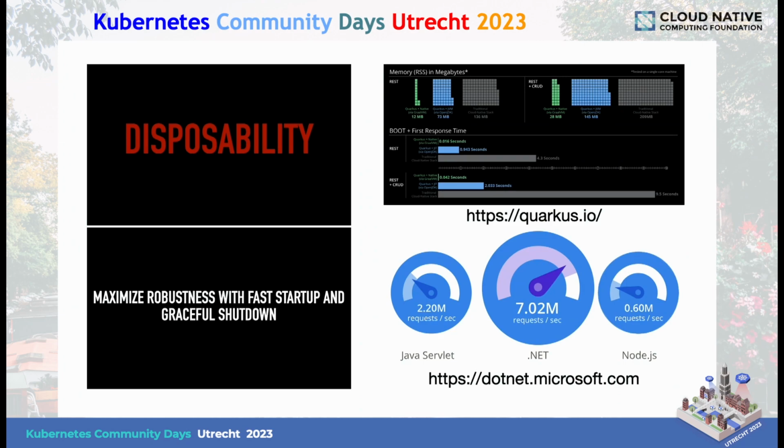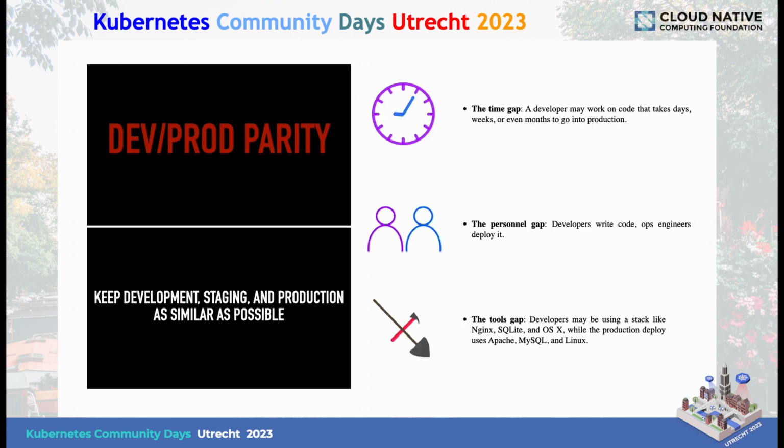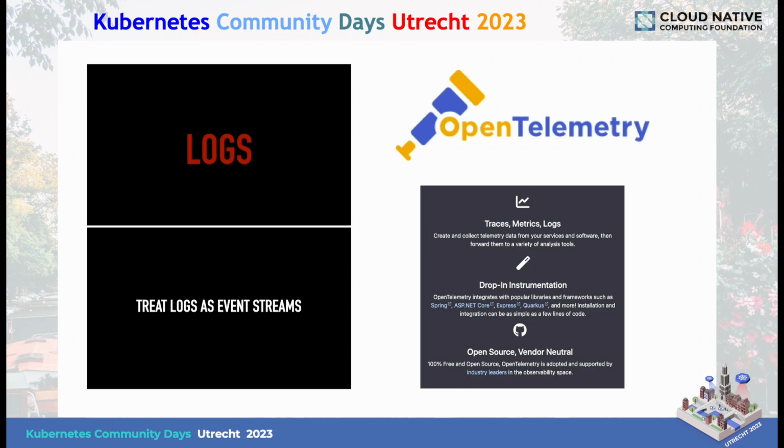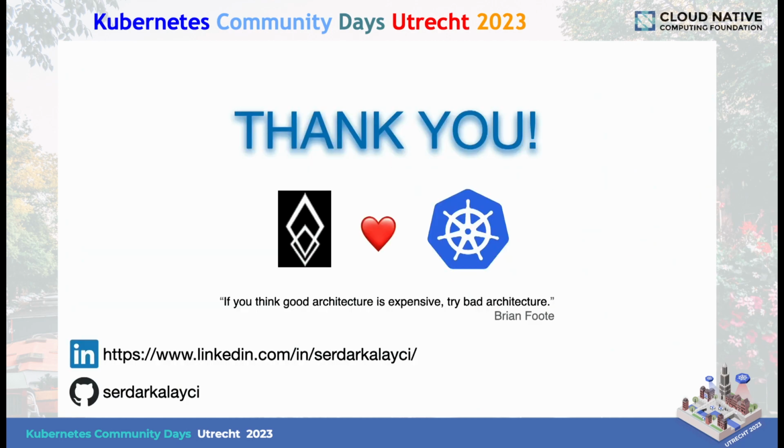For disposability, all I can say is we don't have to use the old languages anymore. We have Quarkus, a replacement for Java. We have .NET Core, and Microsoft announced something called .NET Aspire. We have lots of cloud-native languages out there. Just use them. They are very fast, very robust. Dev/prod parity is resolved by all the things I've talked about before. For logs, we have OpenTelemetry, and we have cron jobs for admin processes.